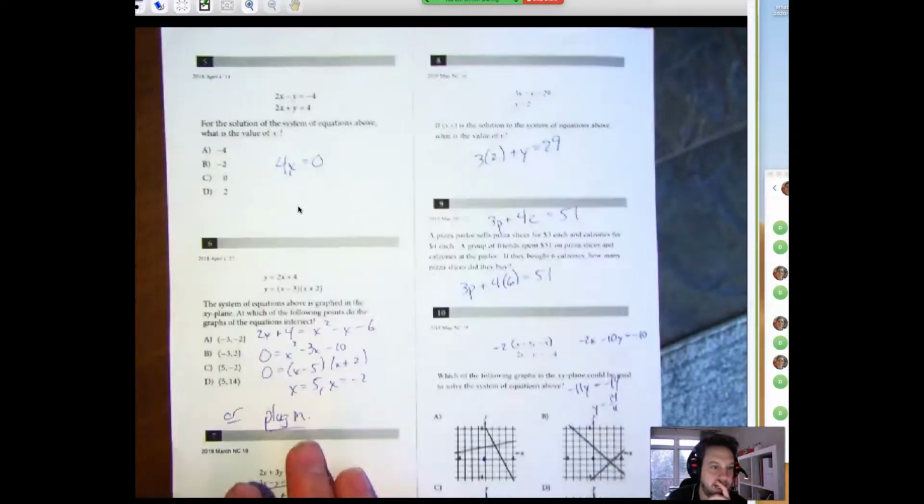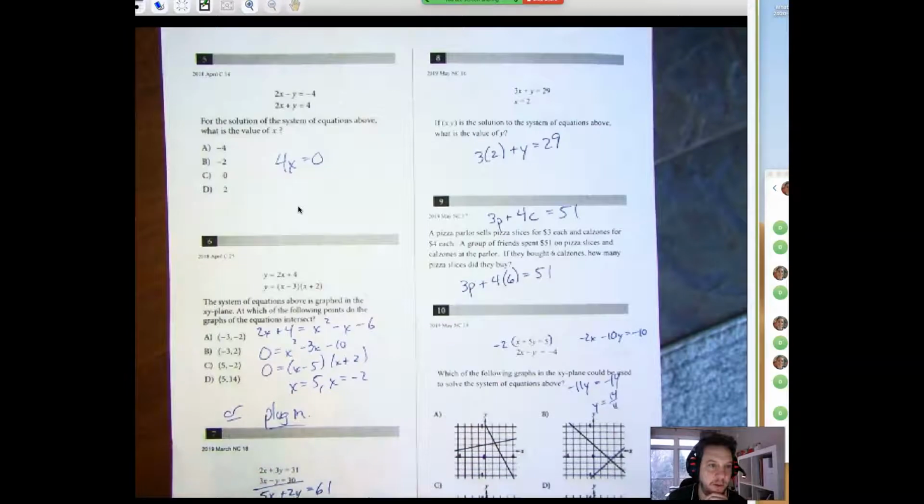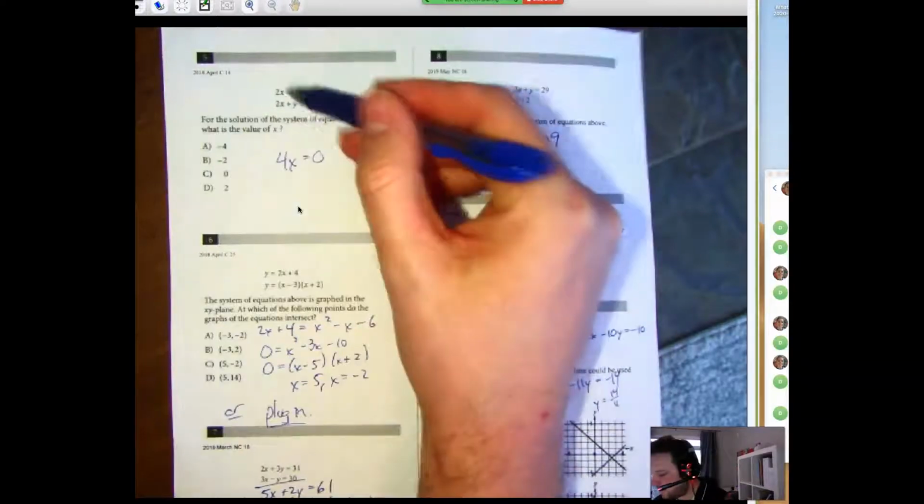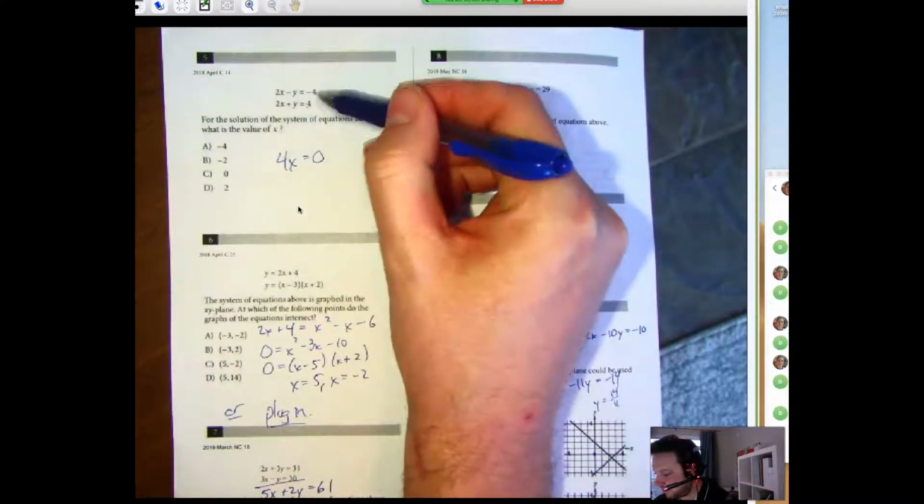Number 5, again, if you want to find x, try to eliminate y. And this is about as straightforward as it can get, although the 0 messes people up sometimes. But I can just add these right now. 2x plus 2x is 4x, negative 4 plus 4 is 0.